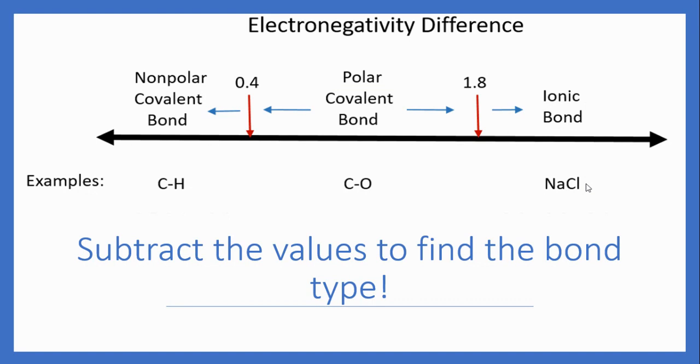So I hope you've started to understand the difference between a polar covalent and a nonpolar covalent bond. They are sharing electrons, but in a nonpolar bond, they are sharing electrons equally, and in a polar covalent bond, there is an unequal sharing of electrons.